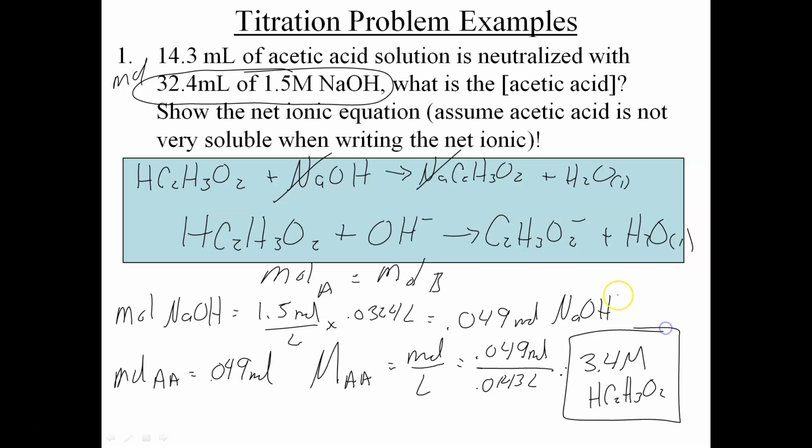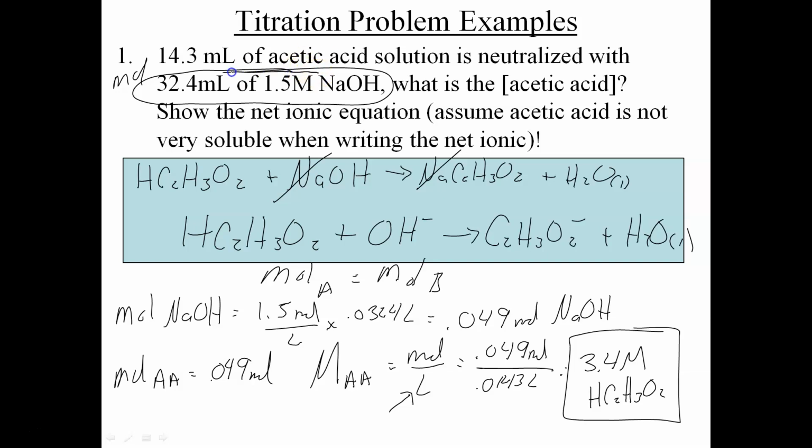Okay? A common mistake students make here is, you want to look at the moles of acid and moles of base and have them be equal. One of the issues here is with the volume of acid, it was only that 14.3 milliliters. It wasn't the 14.3 and the 32.4 combined, okay? It's just the 14.3 milliliters of acid was neutralized with the 32.4 milliliters of your base.